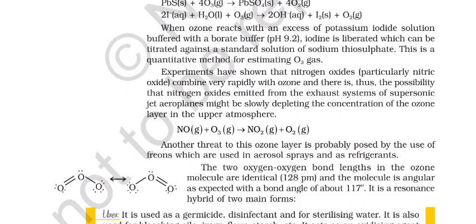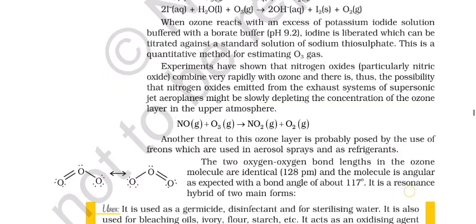Experiments have shown that nitrogen oxides combine very rapidly with ozone, and there is thus the possibility that nitrogen oxides emitted from the exhaust system of supersonic jet airplanes might be slowly depleting the concentration of the ozone layer in the upper atmosphere. Another threat to this ozone layer is probably posed by the use of freons, which are used in aerosol sprays and as refrigerants. The two oxygen-oxygen bond lengths in the ozone molecule are identical and the molecule is angular, with a bond angle of about 117 degrees. It is a resonance hybrid of two main forms.